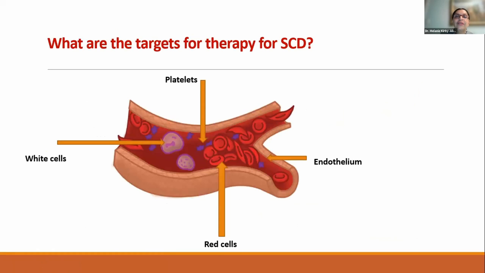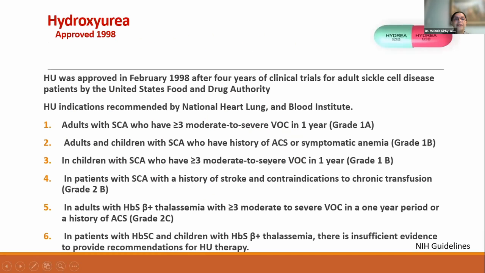So what are the targets for therapy for sickle cell disease? Within the bloodstream, we have red cells, which we're very familiar with. We also have white cells, which play a role. We have platelets, which are little cells that stop bruising and bleeding by forming clots. And then we have the endothelium of blood vessels, which can also be a target.